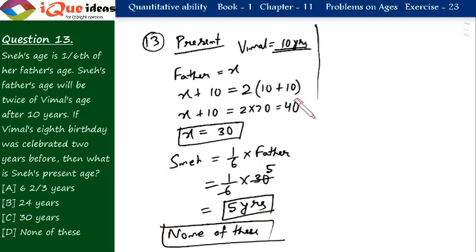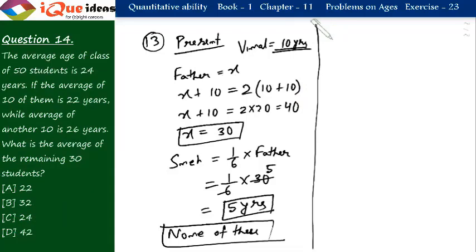Now, let's go to question number 14. It's again a question of average. The average age of the class of 50 students is 24 years. The average of 10 of them is 22 years, while the average of another 10 is 26 years. What is the average of remaining 30 students? Now there are three groups. There are total 50 students, right? The average of all these 50 students is 24 years.